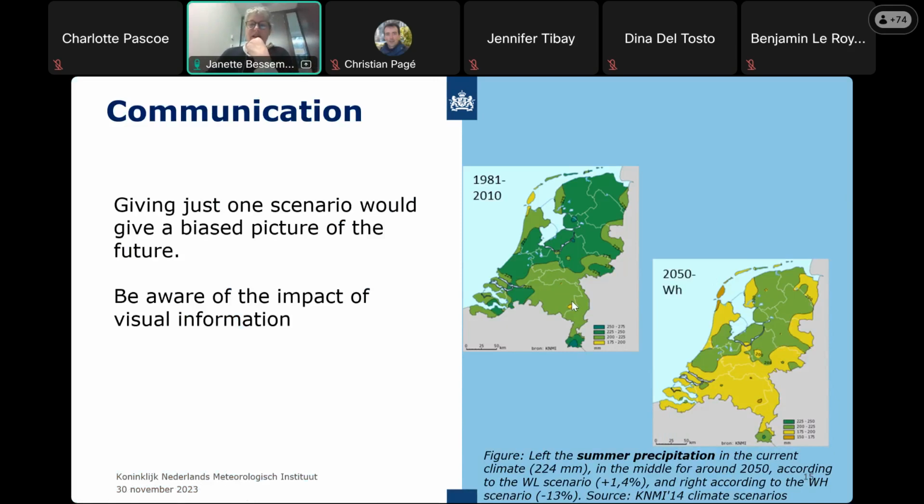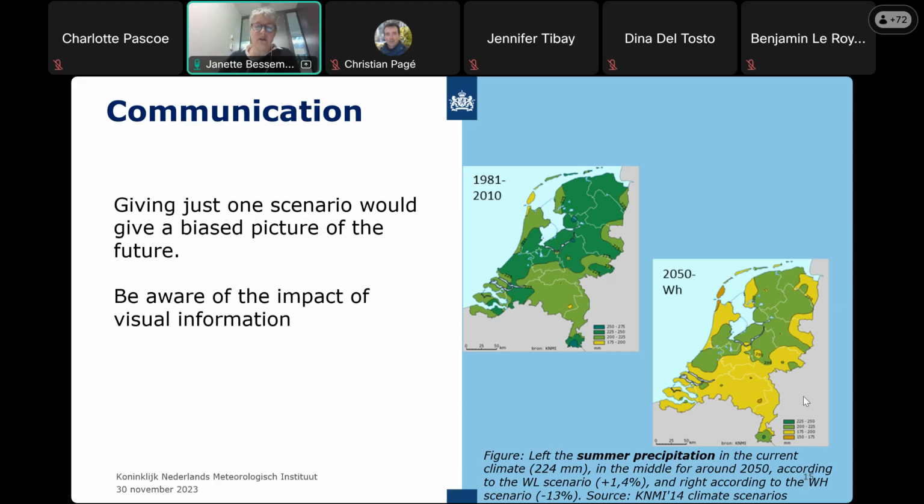What I often see is that only one scenario is presented for the future, because it's a lot of work to make a picture and analyze all the data. In this case, you see a picture of summer precipitation in the Netherlands, and one scenario for the future. This is for the former scenarios, but it doesn't matter. This was presented often, and then people have the idea that it will become dry, that it's completely sure, because the yellow color refers to lower summer precipitation. But in the former scenarios, we also had a few scenarios which had a slight increase in summer precipitation.